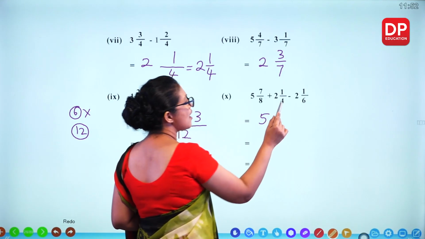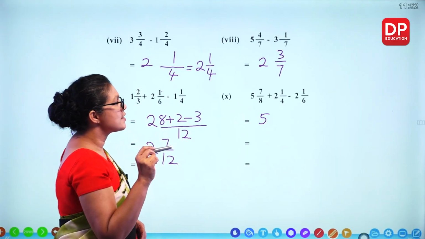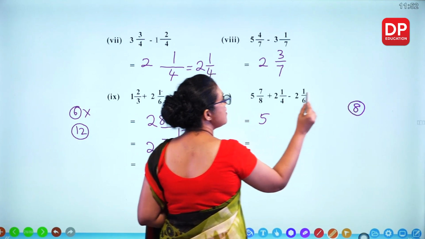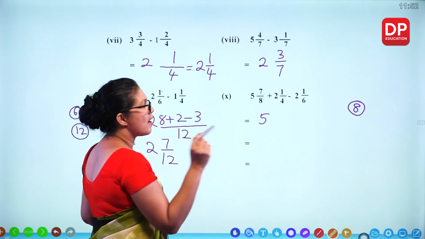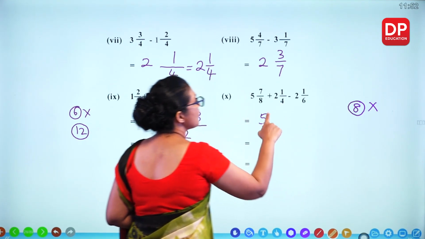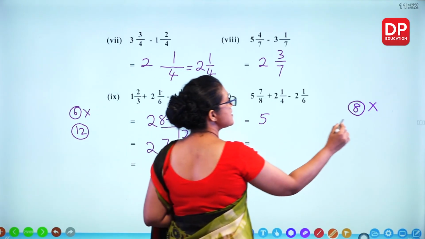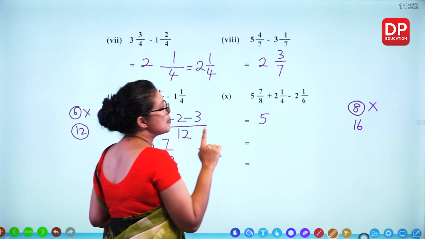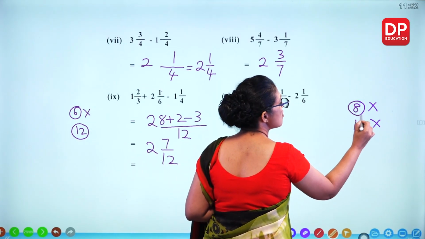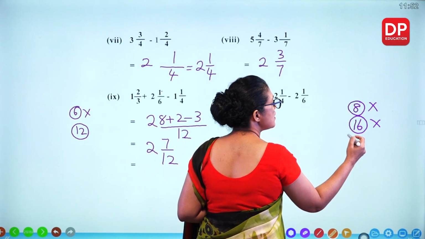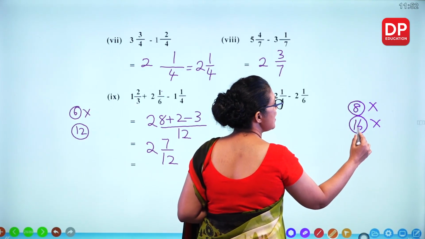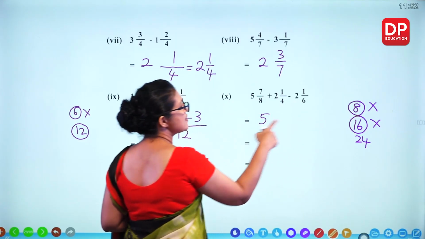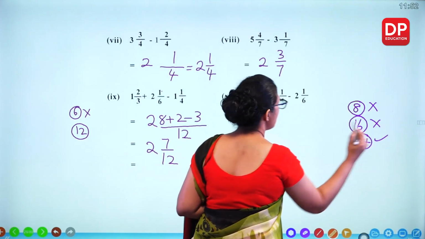So what's the lowest common multiple of 8, 4, 6? Largest number is 8. 8 is not divisible by 6, so you can't take it. Multiple of 8 is 16. 16 is not divisible by 6, so that's also not possible. Multiple of 8 again, you get 8 times 3, 24. Now it's divisible, so you can take 24.